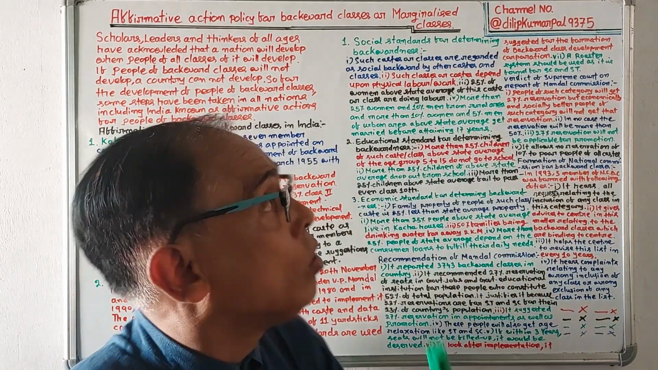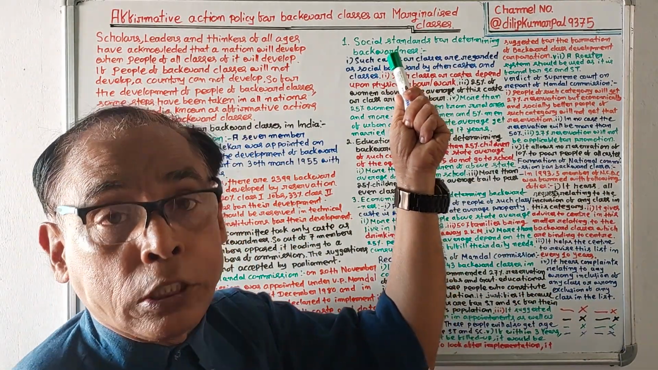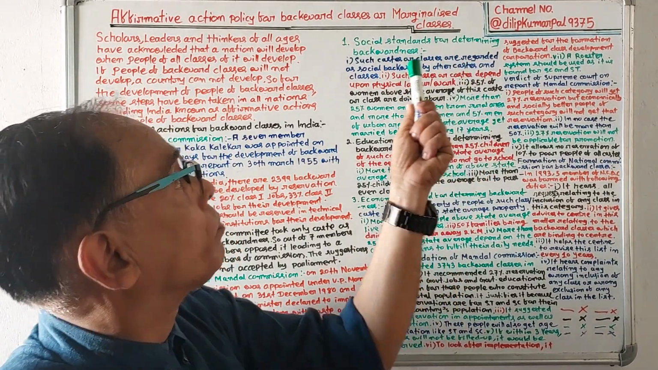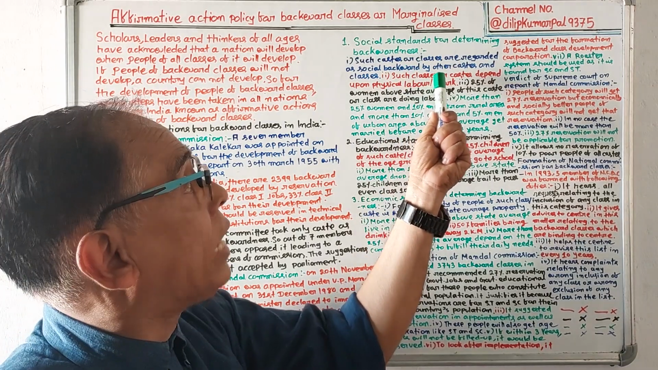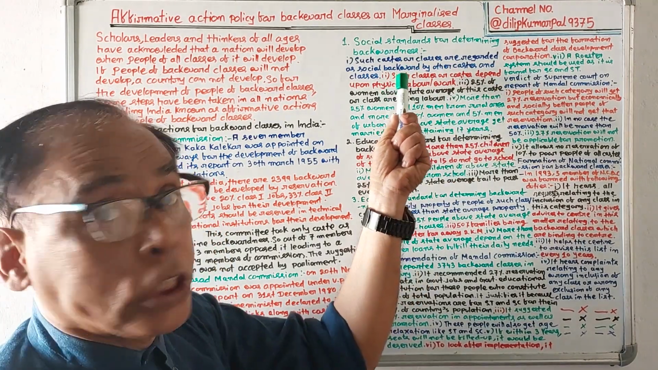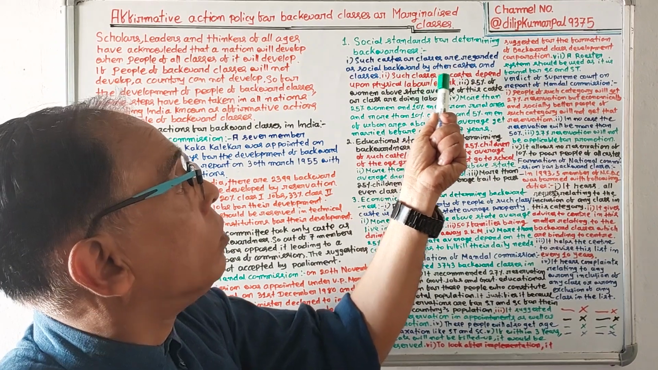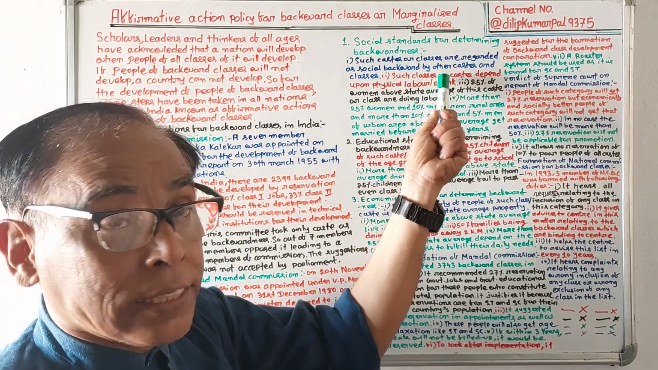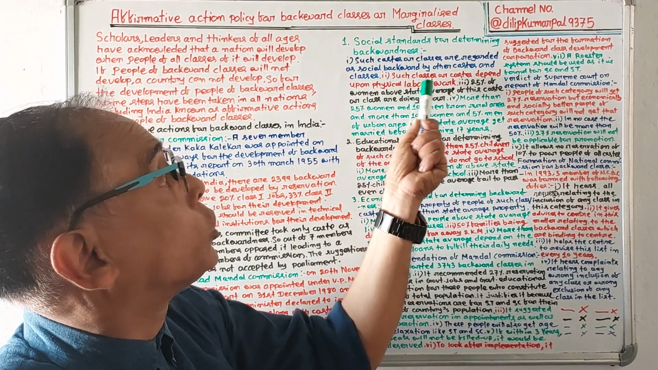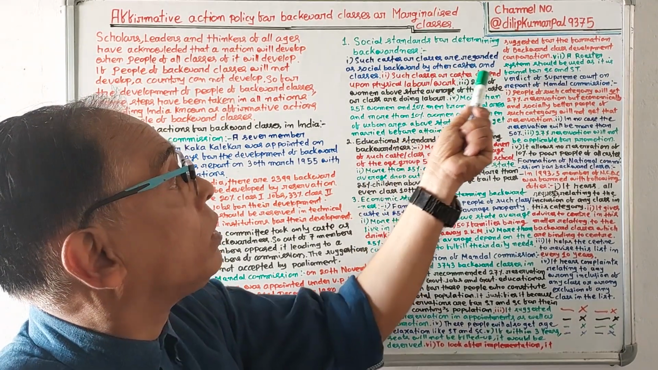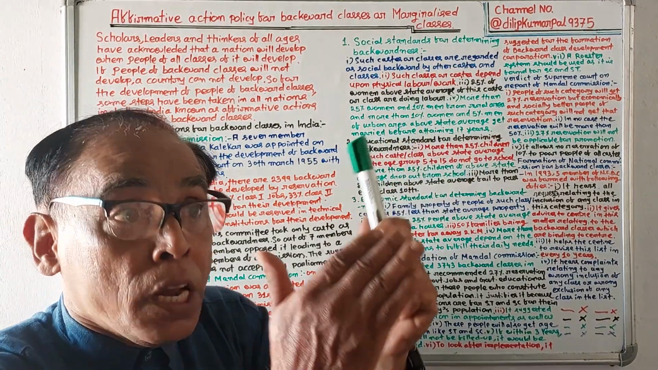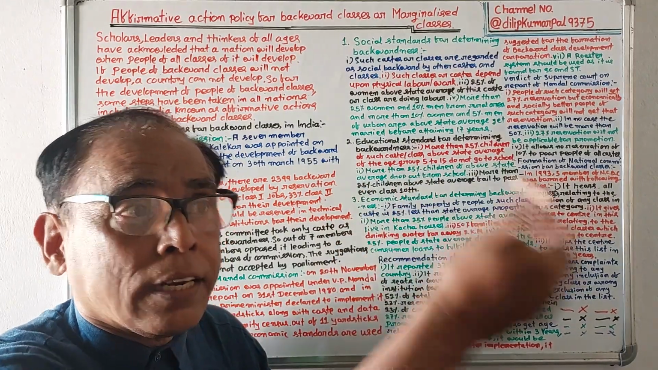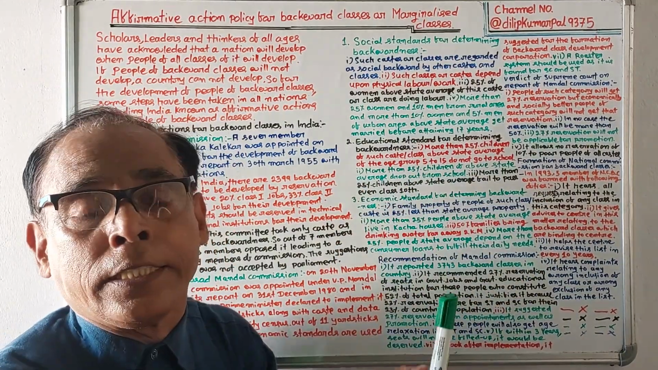Now let us discuss what the 4 social standards for the determination of backwardness were. Number 1, such castes or classes are regarded as socially backward by other castes and classes. People of other castes regard that a particular caste or class is backward. This is one yardstick.